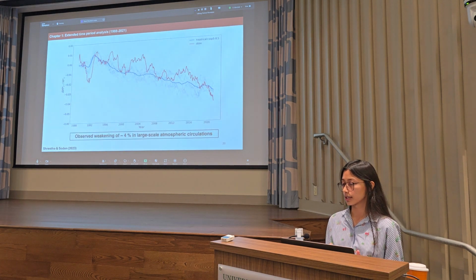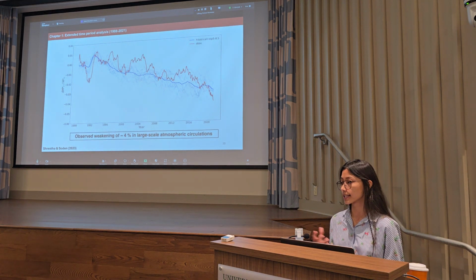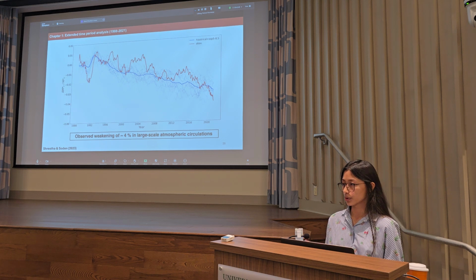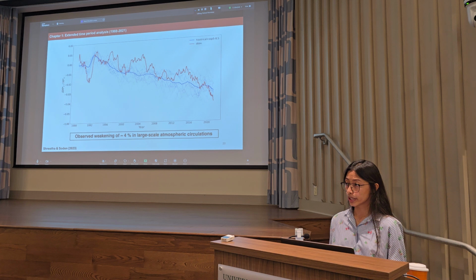And like for this smaller period of analysis, this extended run with global mean warming shows a weakening of the convective mass flux over this period, again red representing the observed weakening versus blue representing the coupled model simulations, with the observed weakening of around 4% from 1988 to 2021.